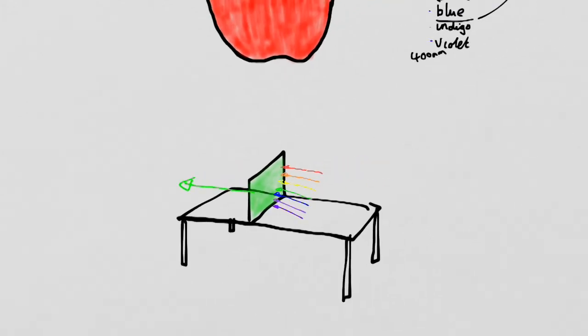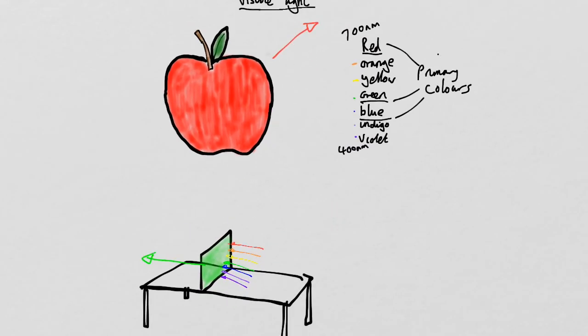However, if I took the green translucent screen and I held it in front of the apple, then the apple will actually appear black. Why will it appear black? Well, because the red light the apple reflects gets absorbed by the green screen, letting through no light at all. And your eyes will perceive no light at all as being black.